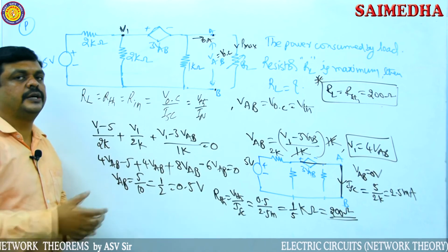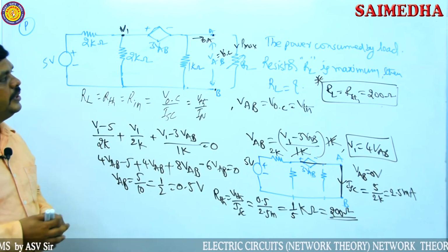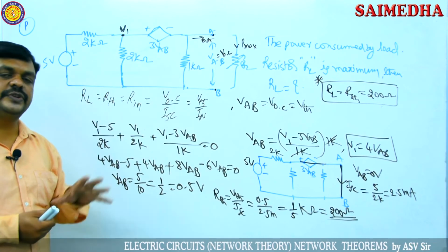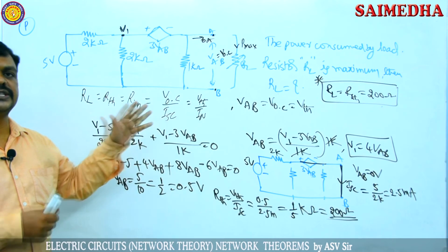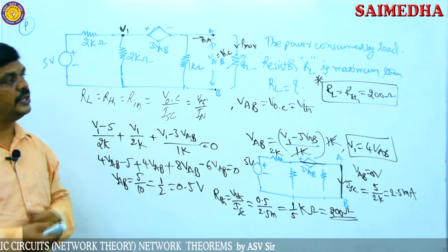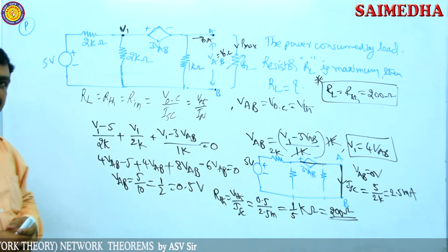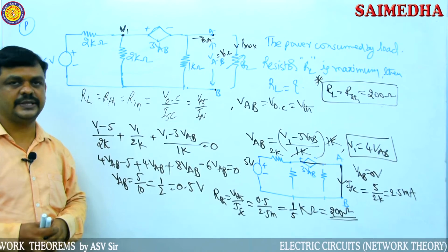This is another problem with the dependent source. So with the dependent source, how to find out the Thevenin's resistance and how to find out the load resistance from the maximum power transfer theorem. So please note down this solution.